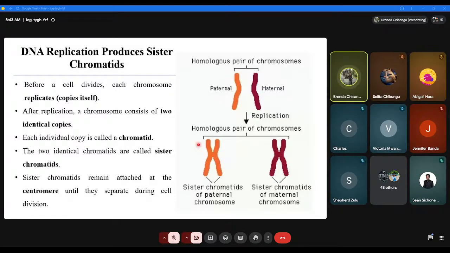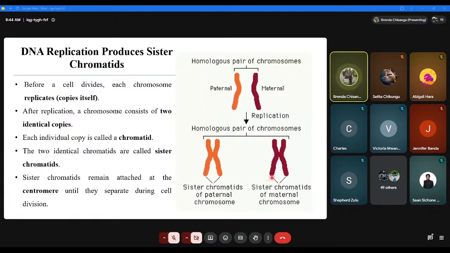gene for the same trait. Now, in this duplicated chromosome, how do I call it? One of them, of course, is a chromatid. Now that still joined together, we're going to see this is a centromere. We refer to these as the sister chromatids.